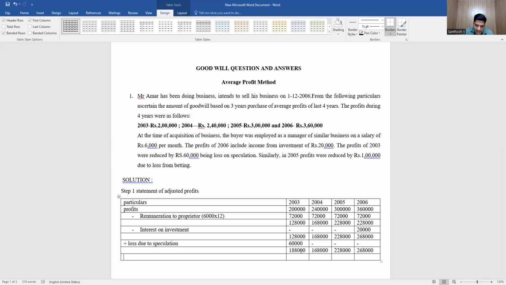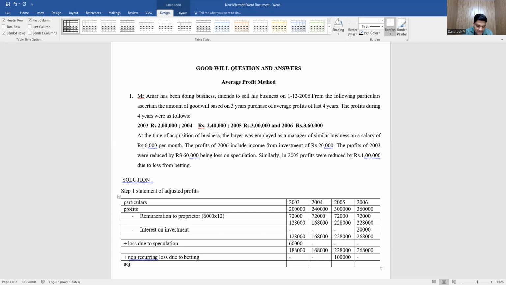So next column, add non-recurring loss due to betting. Loss due to betting. Non-recurring betting, in the sense, you can identify here. So nil. And the third year, that is 2005, is given 1 lakh rupees. The last column, nil.